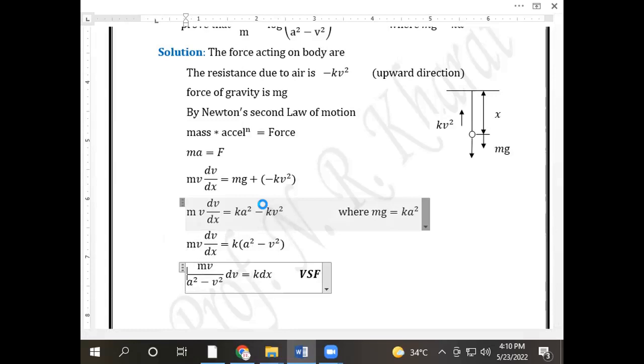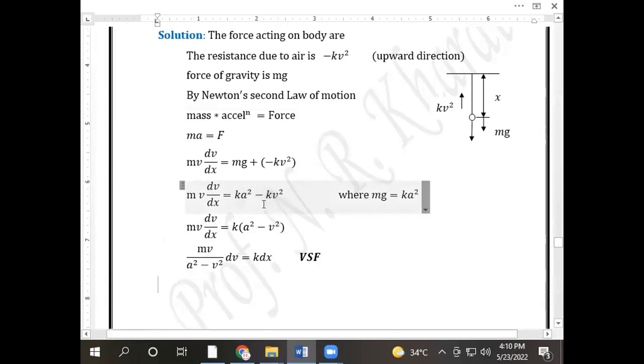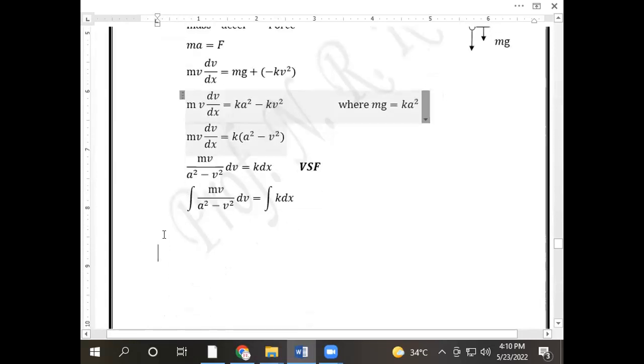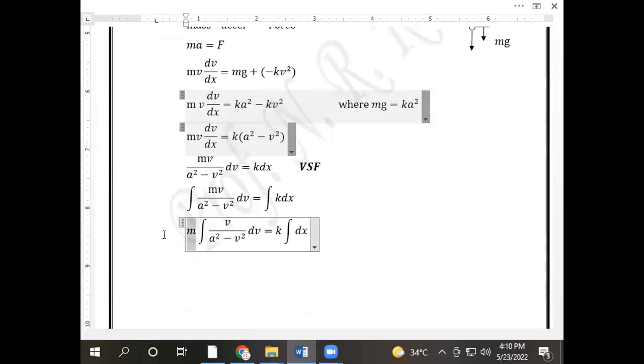Making it variable separable form, we separate the variables on both sides. The left hand side should contain v and the right hand side contains x. Taking the integration, we get a solution for such a differential equation. m is a constant, which is outside the integration. The remaining is v times dv upon a square minus v square is equal to k integration dx.